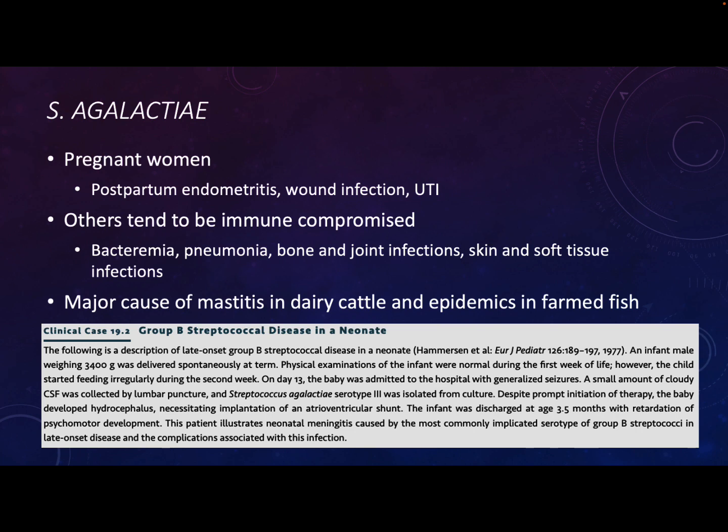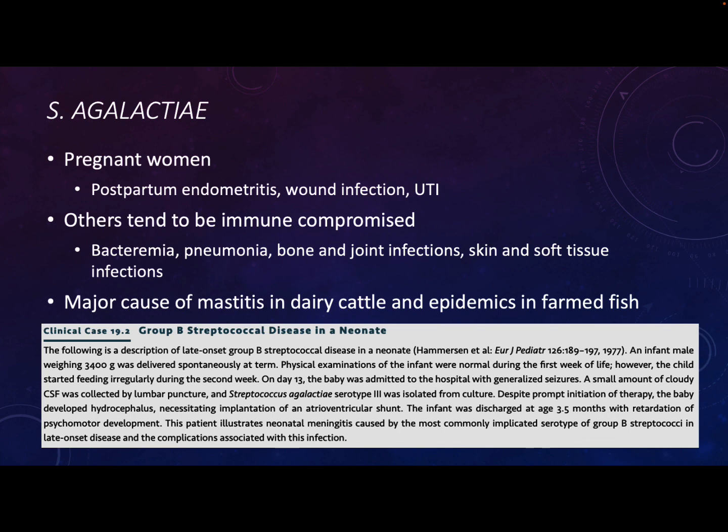So here's a case study of group B strep in a neonate. This is late onset group B strep in a neonate. An infant male weighing 3.4 kilograms, just over 7 pounds-ish. A healthy baby, delivered spontaneously at term, so 40 weeks. Physical exams were normal during the first week of life. Remember, late onset is after 7 days. However, the child started feeding irregularly during the second week. On day 13 he was admitted to the hospital with generalized seizures.